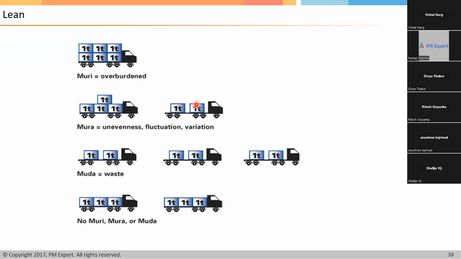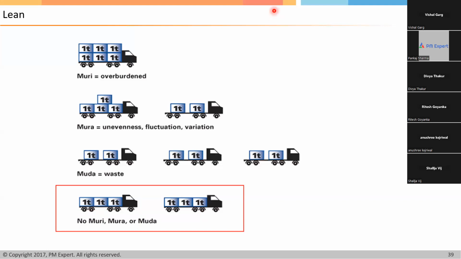Now, the third situation represents waste, Muda. Have we wasted 1 truck in the third situation? Yes, we have wasted. Now, this is what we want to have: no Muda, no Muri, no Mura. Does the last one represent the ideal scenario or not? This is what we want. We don't want any Muda, any Mura, any Muri. This is the goal of lean.